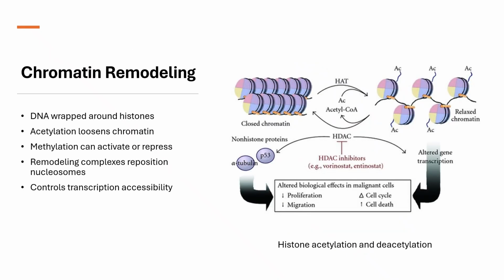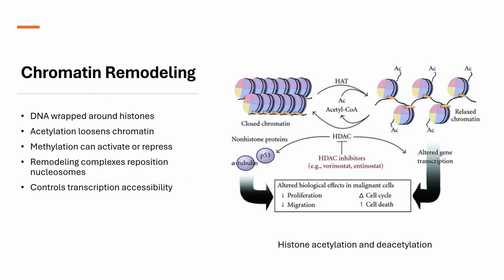In eukaryotes, DNA accessibility is everything. Chromatin remodeling adjusts how tightly DNA is wrapped around histones, controlling whether genes are readable or locked in storage. Acetylation of histones usually loosens chromatin, making genes more transcriptionally active.